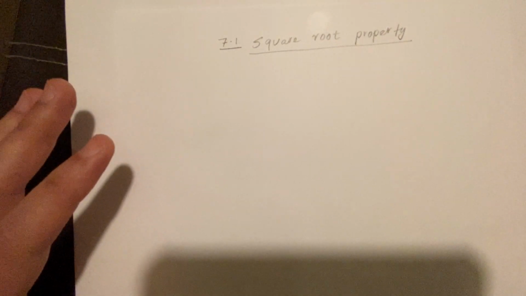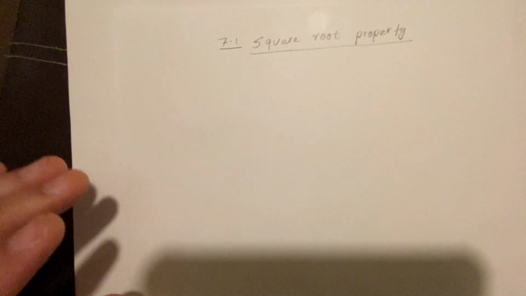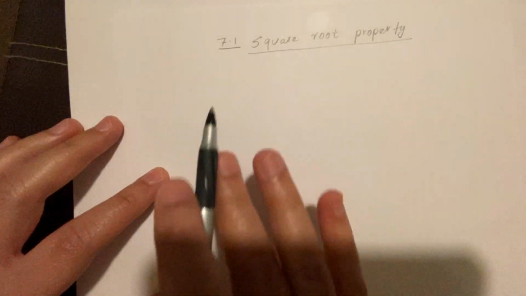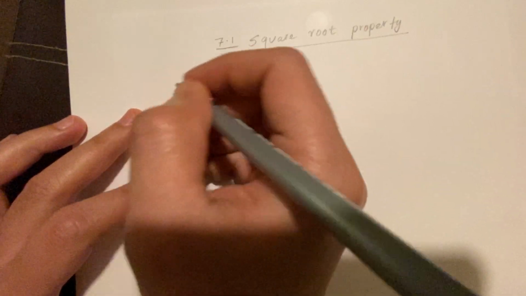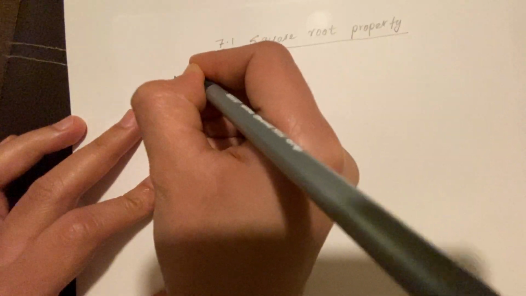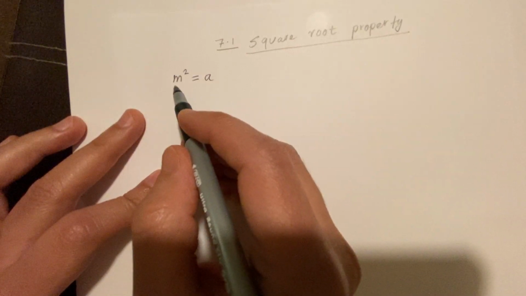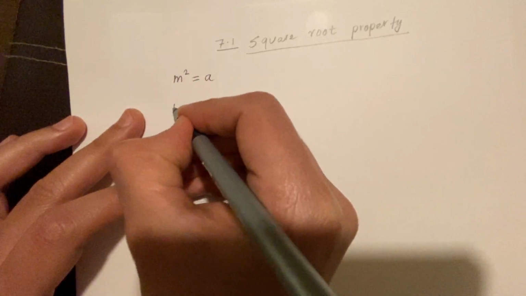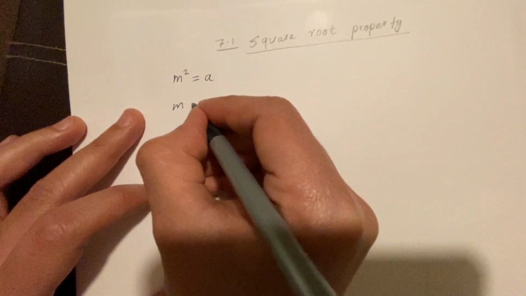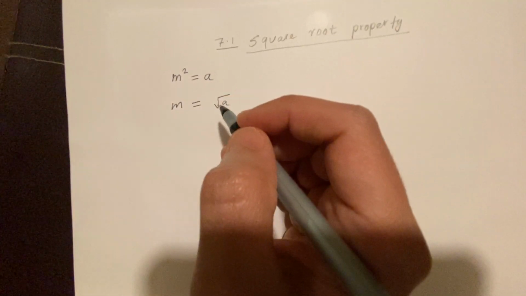Hello everyone. This is section 7.1, which is about the square root property, and we will be going over a few problems related to this square root property. All right, so let's start with the square root property. Let's say we have m squared equals a, and we're trying to solve for m. When you take the square root on both sides, on the left hand side we'll just get m, and on the right hand side we'll get the square root of a, right?